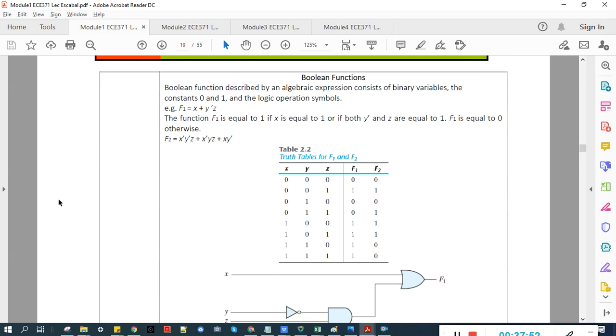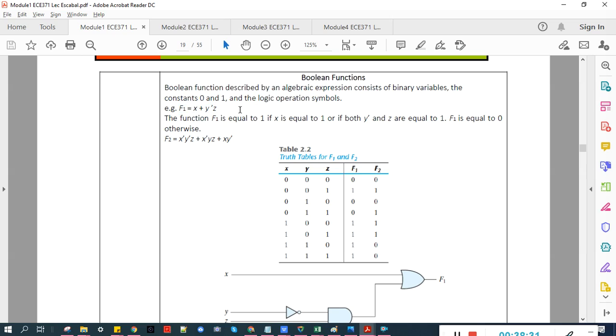Boolean functions. A Boolean function described by an algebraic expression consists of binary variables. So we are now in one of the most interesting topics in Boolean functions. This describes an algebraic expression consisting of binary variables, the constants 0 and 1, and the logic operation symbols. For example, f sub 1, which is a Boolean function, is equal to x or y prime z.